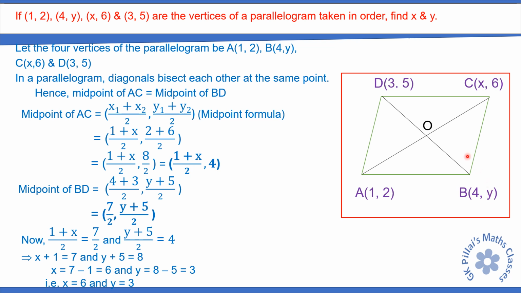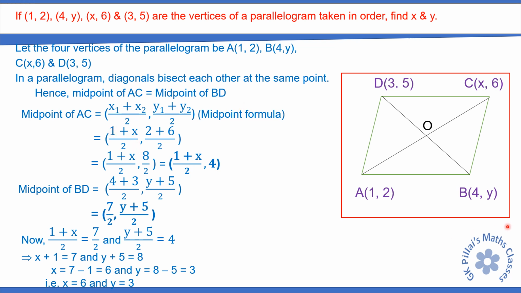One basic aspect you should know in a parallelogram and also in a square and rectangle, the two diagonals bisect at the same point. So the midpoint of AC will be the same as midpoint of BD. Here we will be using the midpoint formula. I have written here, let the 4 vertices of the parallelogram be this, this, this and this. And in a parallelogram the diagonals bisect each other at the same point. Therefore midpoint of AC equal to midpoint of BD.